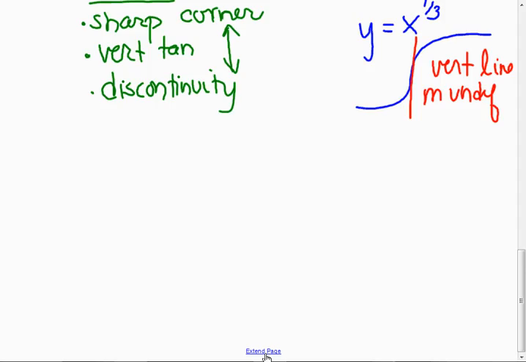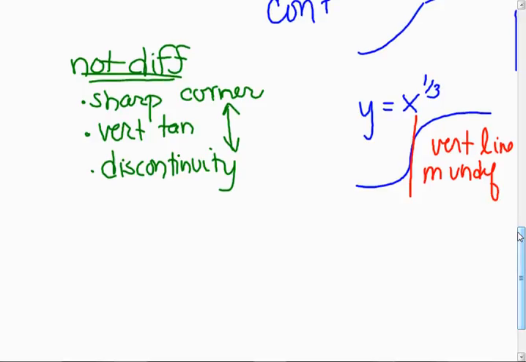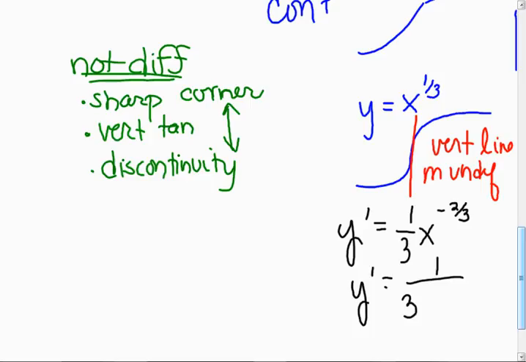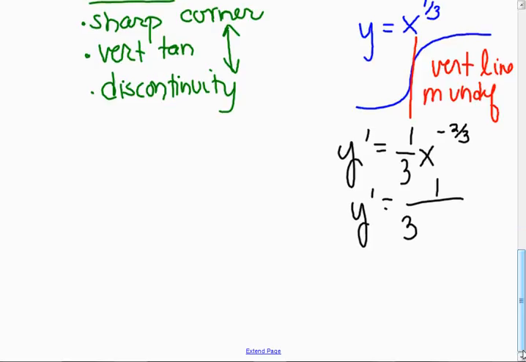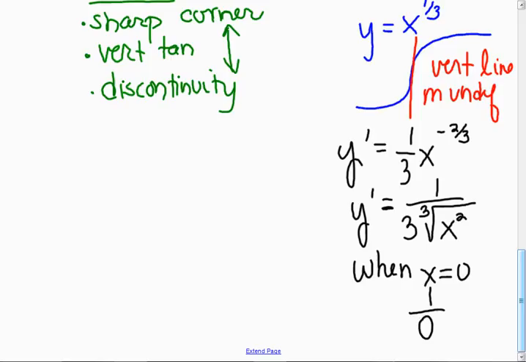Because what's true about the derivative? Let's find the derivative at 0. What's y prime? Power rule, 1/3 x to the power of 1/3 minus 1. 1/3 minus 1 is negative 2/3. I don't like fractional exponents. I don't like negative exponents. So I will rewrite it. It's 1/3, and the negative 2/3 means it's going to go in the denominator. It will be the cube root of x squared. What happens when x is 0? It's going to be 1/0, just undefined.